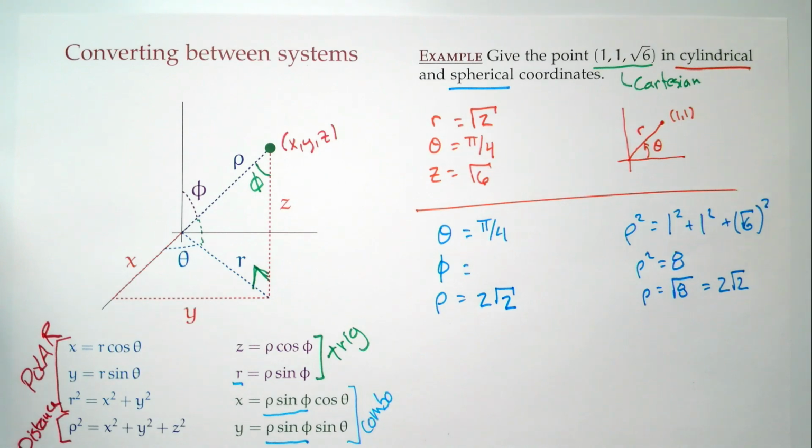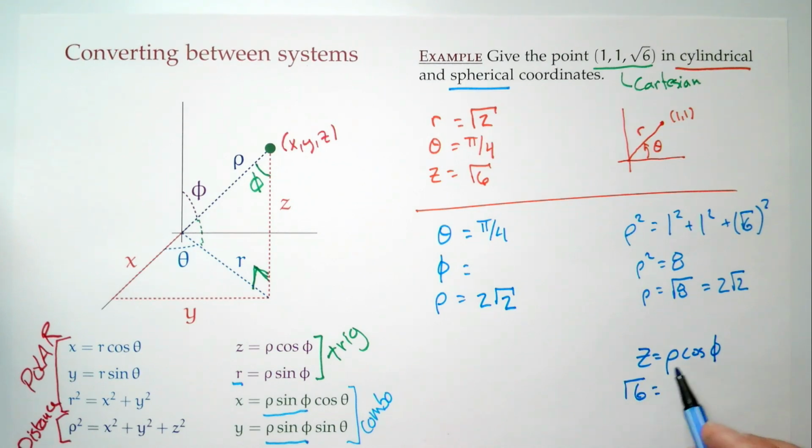Well, the answer is we can use some facts that involve phi. So I'm looking here at these equations. Z equals rho cosine phi, or r equals rho sine phi. Do you have a preference for which one you want to look at? Okay. Well, let's start with the top one. The strong, overwhelming vote. Okay. So z equals rho cosine phi. Now, the good news is we know z, root 6. We know rho. We just computed it. 2 root 2. Cosine phi, we don't know.